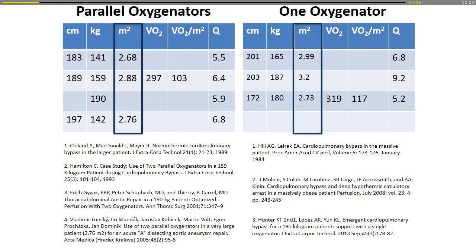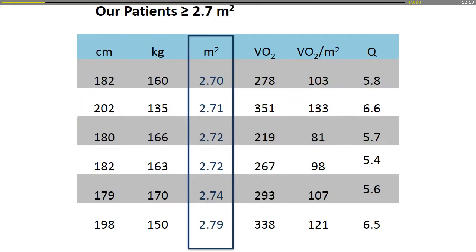What you see in these publications has mainly been blood flow. And as we've heard today, blood flow we have to really individualize for every patient. So I'm just going to show you our patients that we had that were over 2.7, and they varied from 2.7 to 2.79, which was our largest patient.